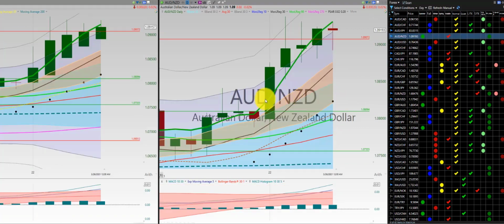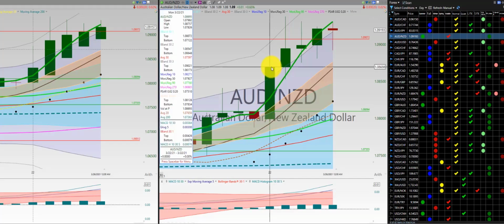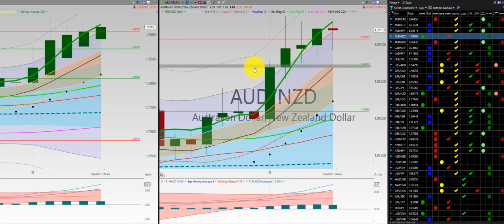Aussie New Zealand dollar, nice trade. Had a morning star here. Now, if you took that trade, you could have punched out either here for a 1-2-3 punch out or a 1-2 and punched out at the height of the Z3 on the Heikin-Ashi.